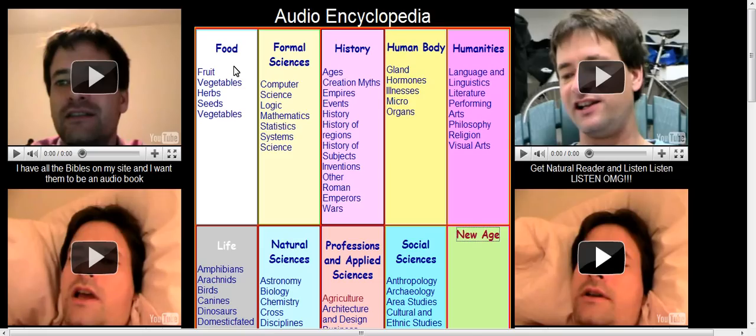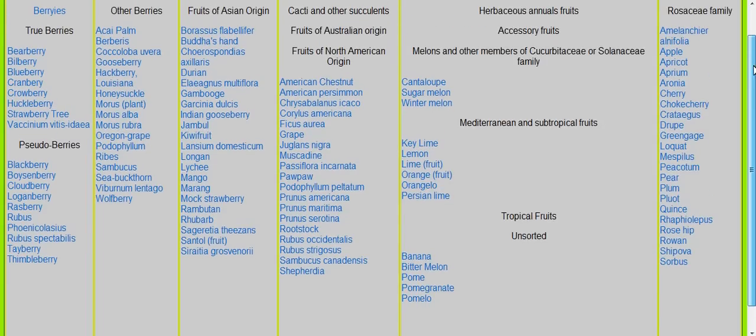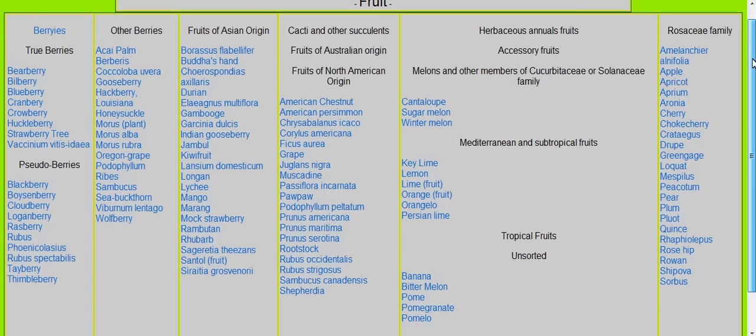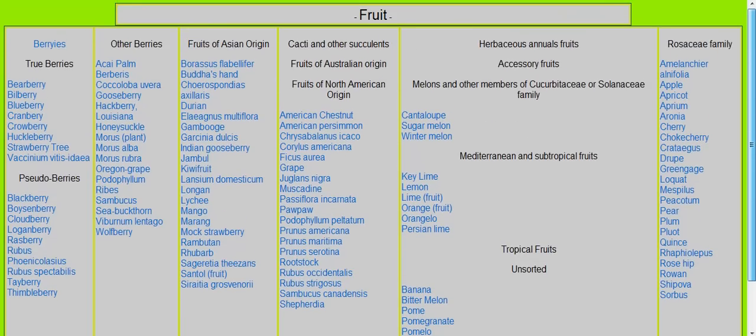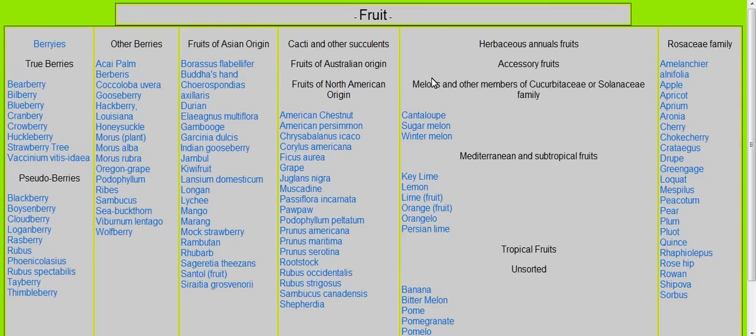So in food, I have divided them into fruit, vegetables, herbs, seeds, and vegetables, because I have vegetables written twice because I'm loopy. And I wonder why these are different sizes. Maybe because I made it with another computer and this has another browser. But anyways, fruit is berries, true berries, pseudo berries, and this is literally everything. So this is a good map, you know. Don't look at this now as an audio encyclopedia, but as a map of everything that exists. Out of all the fruit, this is all the fruit that exists.